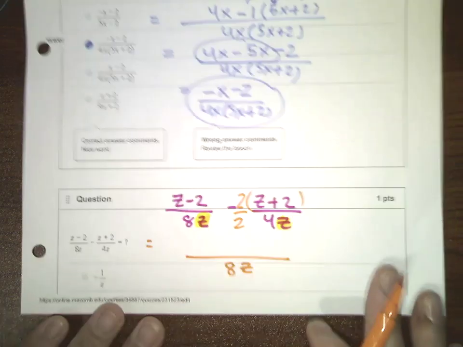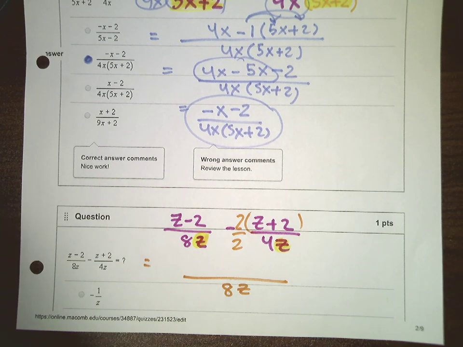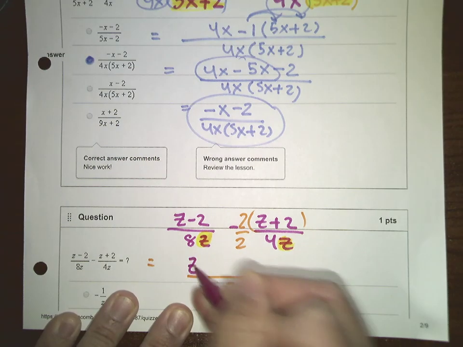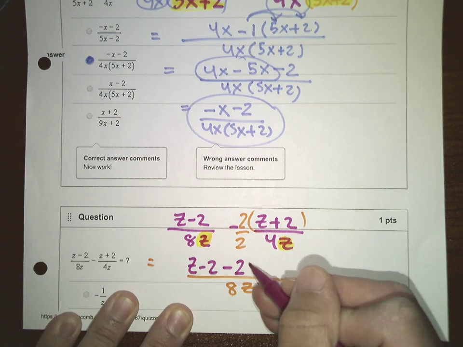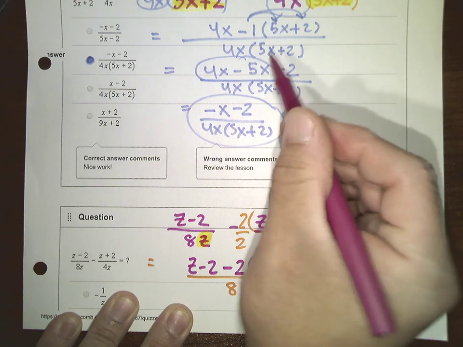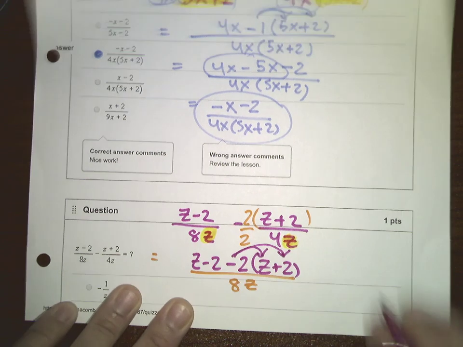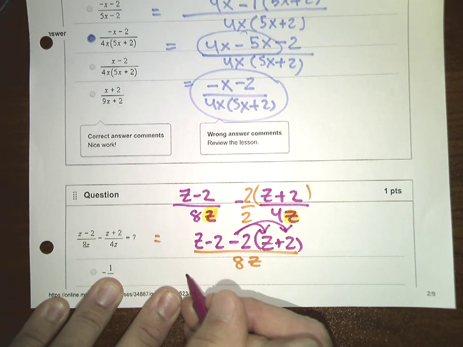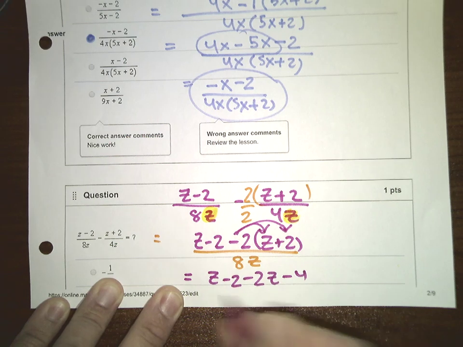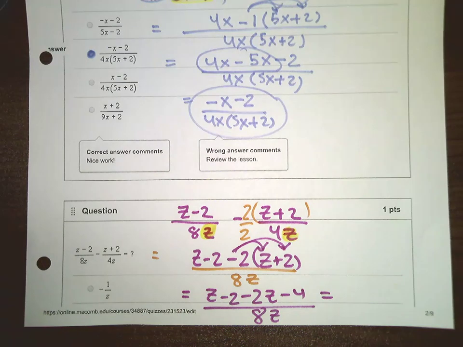All right, so now just make sure that you see how I wrote these constants here, because I'm ready to subtract. So I have z minus 2 minus 2, and then remember I put the parentheses here just like I did with the minus 1 in the last example, so that I don't forget to distribute that negative 2. So then if I distribute, I have z minus 2 minus 2z minus 4 all over 8z. And then I combine the like terms.